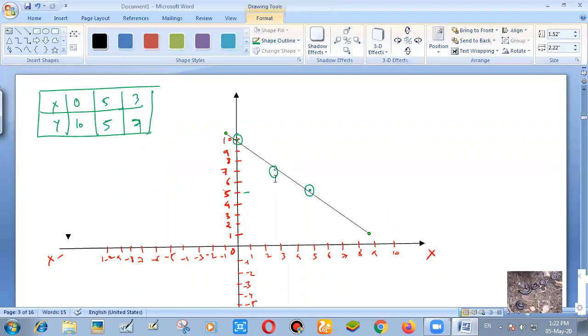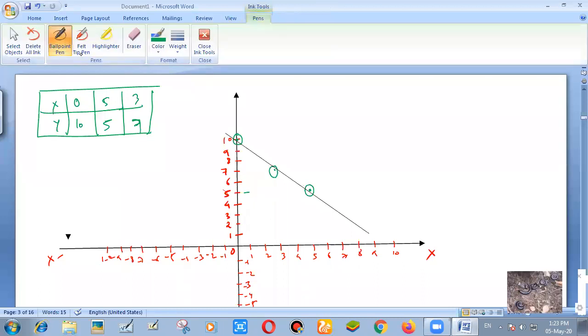Now see, I am doing approximately. That's why it will fall on this line. Okay. Now see, this point will be here.